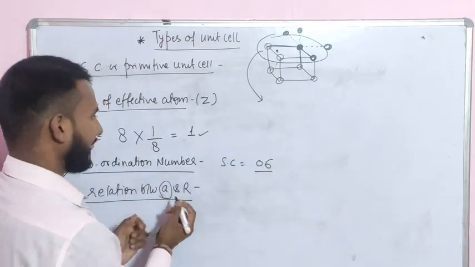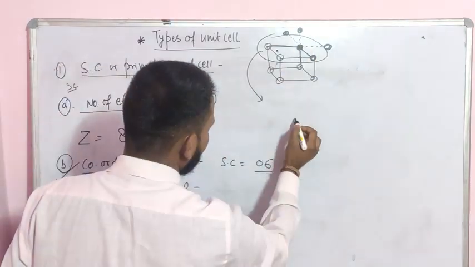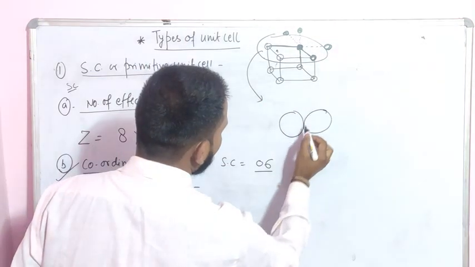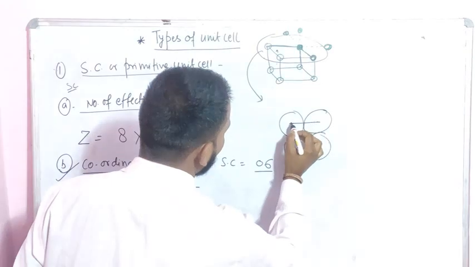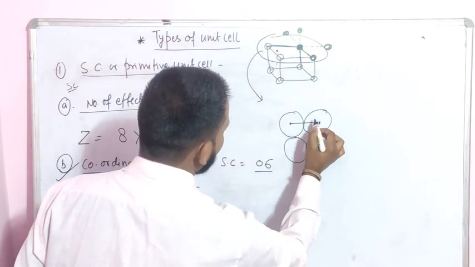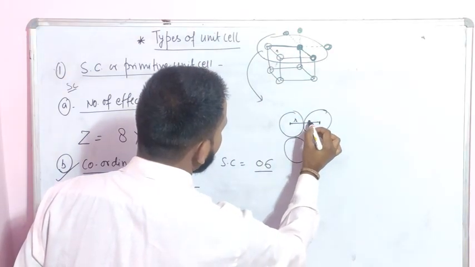And what is r? That is the radius. As I have drawn it, suppose these are the atoms which touch each other. So this is the center of the atom. This is the radius.